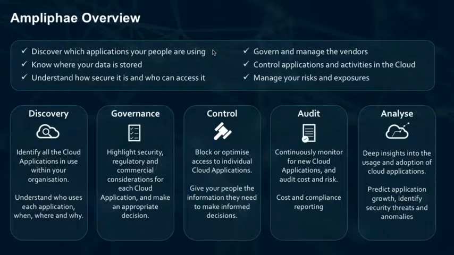So in terms of the Ampliphae technology, we have a number of key components to this. First of all is the ability to discover. So identifying all the cloud applications which are in use, understanding who uses them, when, where, and why. Then understanding the governance, understanding how these fit within security, regulatory, and commercial environments, and enabling the ability to make a decision. And then being able to take control. So block or optimize access to individual cloud applications.